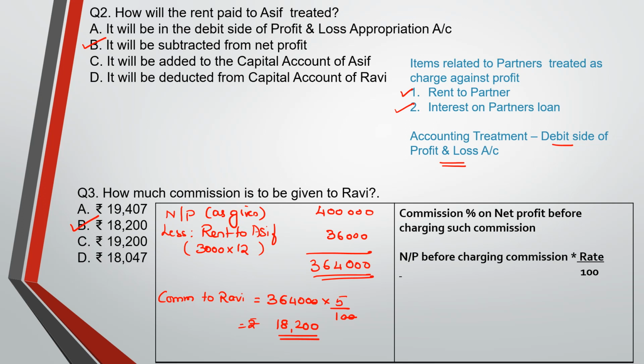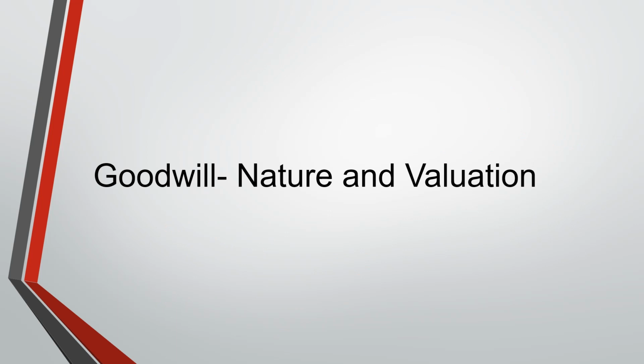So here, important point you have to remember is that you cannot take entire 4 lakh and calculate 5% on it. You are supposed to subtract the rent, which is charge against profit, and on the balance amount 3,64,000 only comes into profit and loss appropriation account. On that only the partner Ravi is entitled to commission. And the second point is that the commission rate which was given was on net profit before charging commission. Therefore, it would be calculated as net profit before charging commission into rate by 100. So I hope that is clear. So this is how you will be getting questions in your examination.